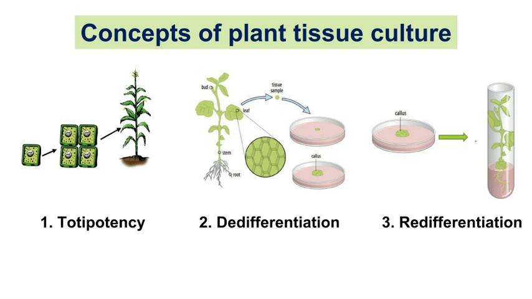And the next process is redifferentiation. Re means again. So again the callus undergoes further division. It will form the whole plant with the shoot and root. This process is called redifferentiation. So, this is the basic principle of plant tissue culture.